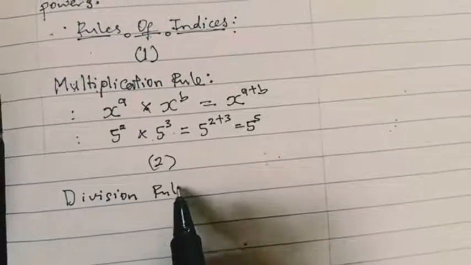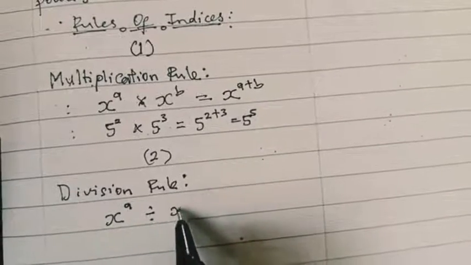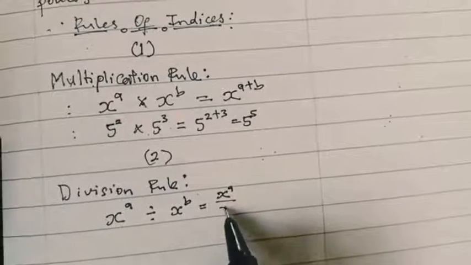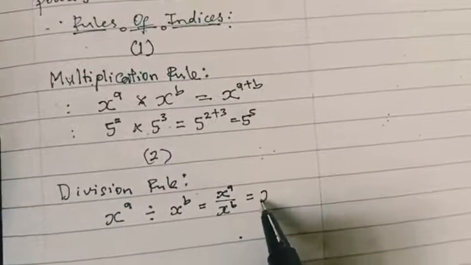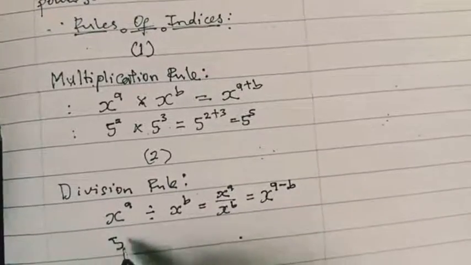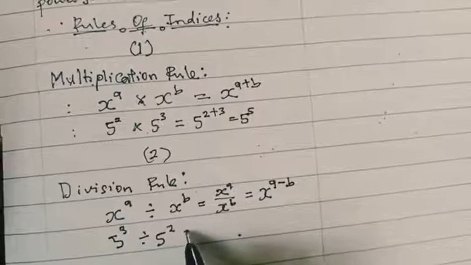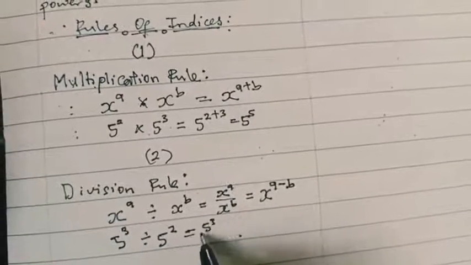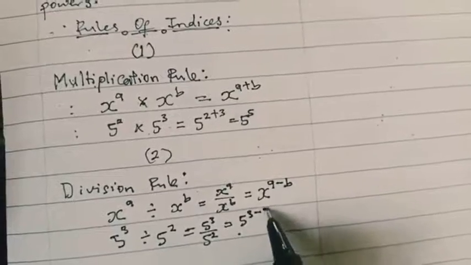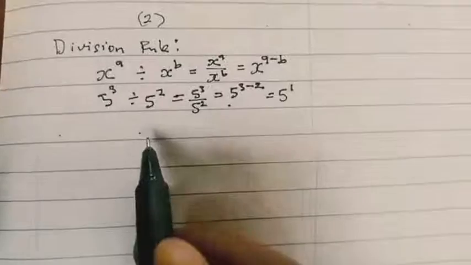The second one we are going to look at is the division rule. So you have x raised to power a divided by x raised to power b. That will be equal to x raised to power a over x raised to power b, and that can be x raised to power a minus b. For example, let's say we have 5 raised to power 3 divided by 5 raised to power 2. It can be written as 5 raised to power 3 over 5 raised to power 2, and that is 5 raised to power 3 minus 2, which is equal to 5 raised to power 1.